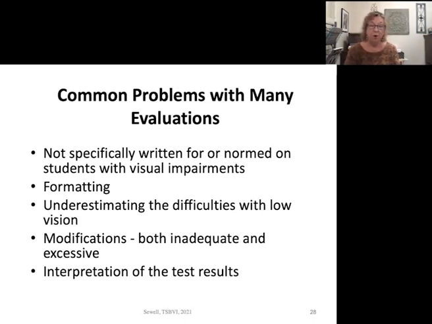So that is all for this section of evaluation for students with visual impairments.